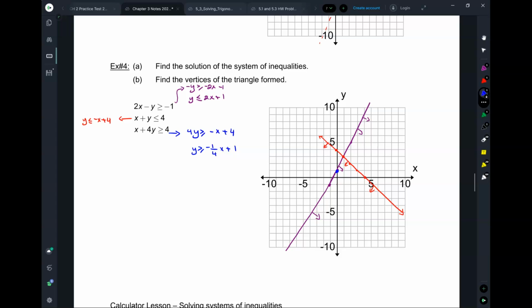So can you identify a region where they all overlap? Yeah, it's that little triangle there, right? Which, I mean, we kind of hinted at anyway. So it's that triangle over here. All right. And the vertices of this triangle are the points (1, 3), (4, 0), and (0, 1). Okay?